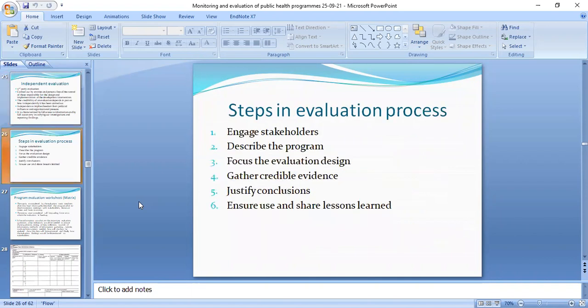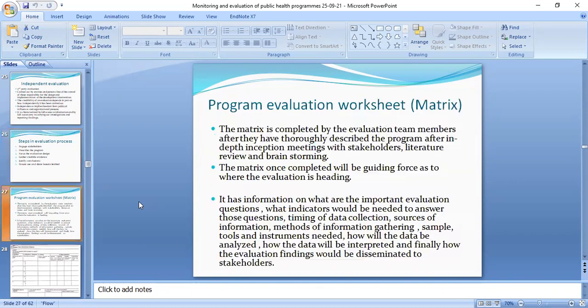Now the steps in the evaluation process. I will give only the names here because these were already discussed in yesterday's presentation. The first step is engage the stakeholders. Second step is describe the program. Third step is focus the evaluation design. Fourth step is gather credible evidence. Fifth step is justify conclusions. And sixth step is ensure use and share lessons learned.